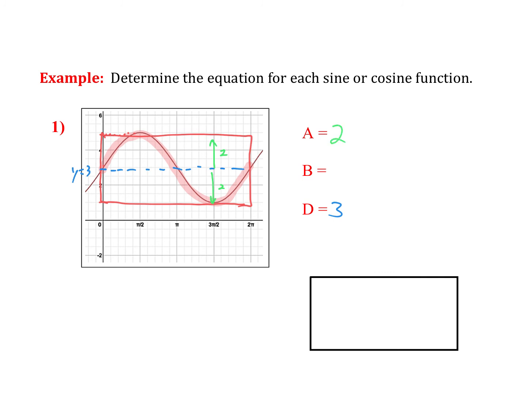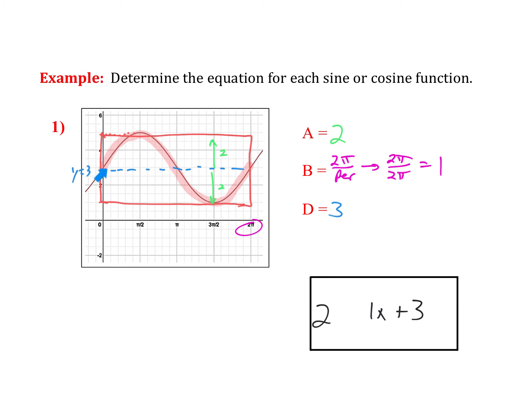The b value is the trickiest part. The b value comes from the period. So the b value is going to be 2 pi divided by the period. Well, the period in this case is also 2 pi. So 2 pi divided by 2 pi, our b value is a 1. So my function is going to be 2 times either sine or cosine, 1x plus 3.